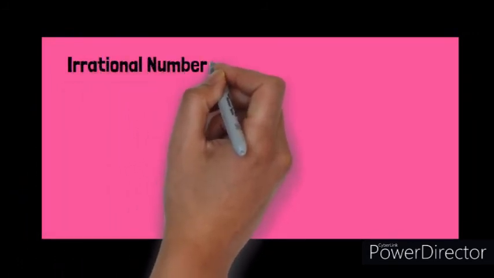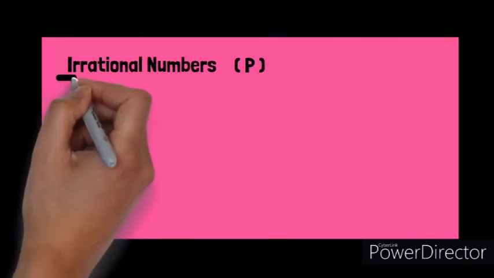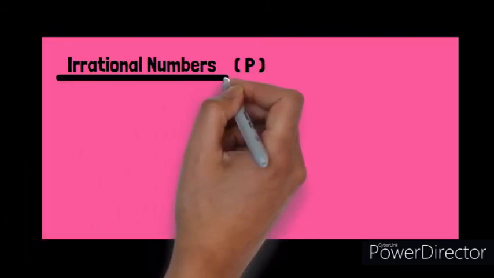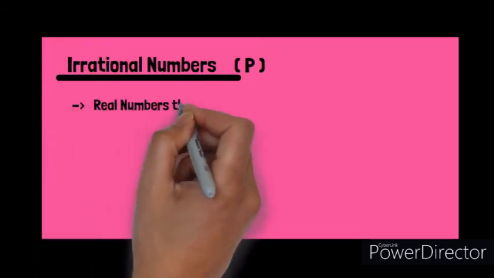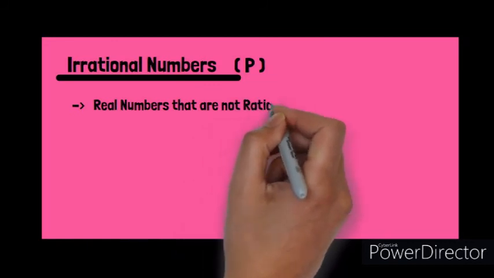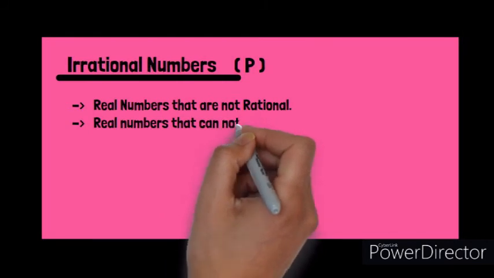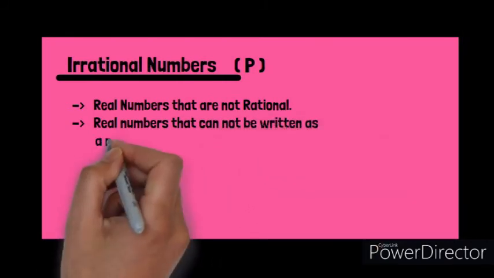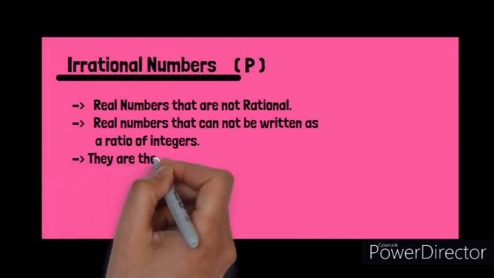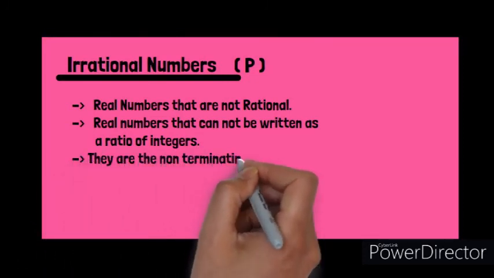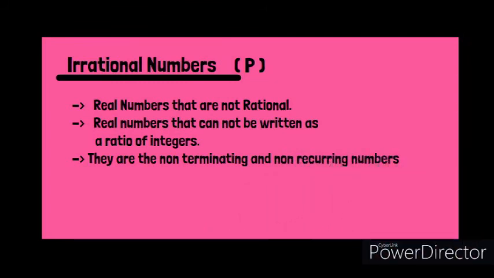Irrational numbers. The abbreviation for irrational numbers is a capital P. Irrational numbers are real numbers that are not rational. They are real numbers that cannot be written as a ratio of integers. They are the non-terminating and non-recurring numbers.